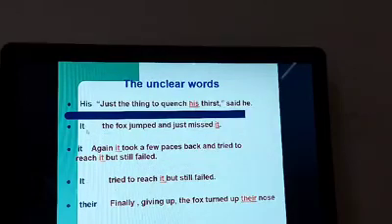And here, "it": "the fox jumped and just missed it." The "it" is not clearing what it really means. So using "it" here is hazy, and it is making the situation unclear. So it is a wrong use of expression, wrong use of pronoun. Though the sentence is correct, the expression is not clear.